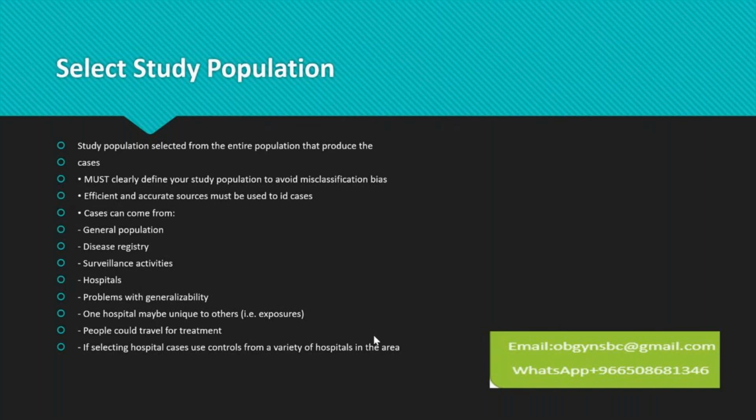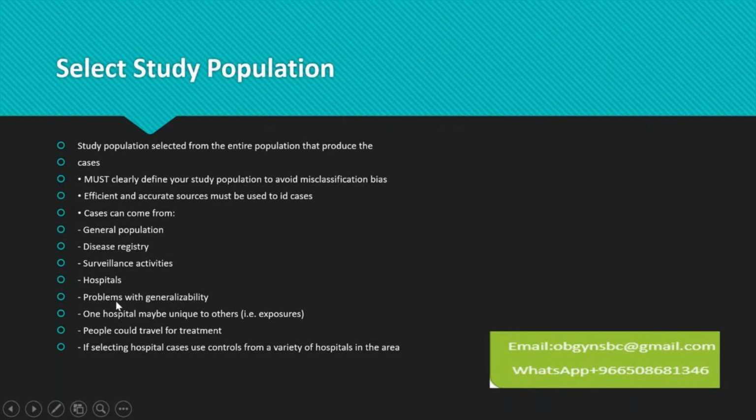Efficient and accurate sources must be used to identify the cases, and the cases can come from the general population, from the disease registries which are maintained by the Department of Health, or from surveillance activities, then from hospital records. All of these are the sources from where we can identify the cases.